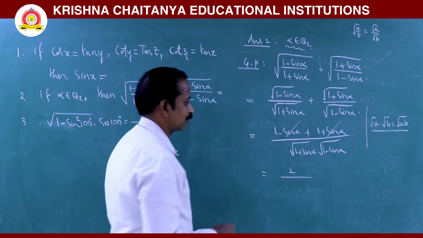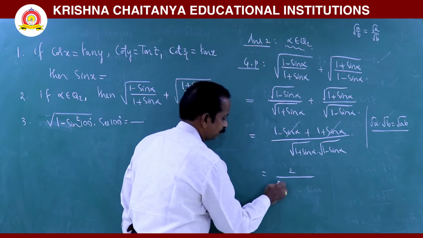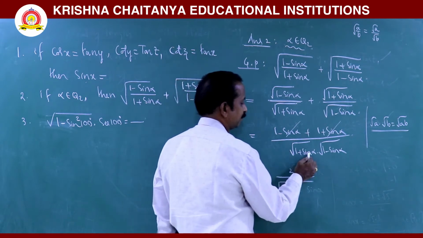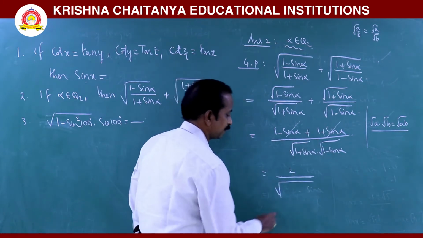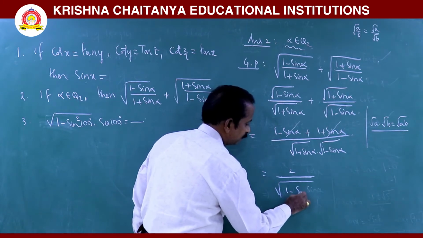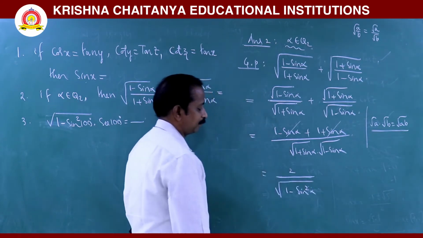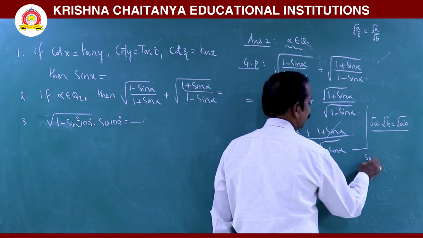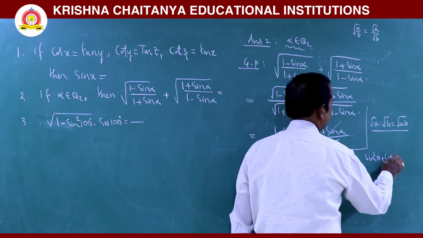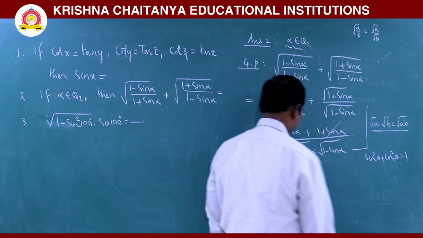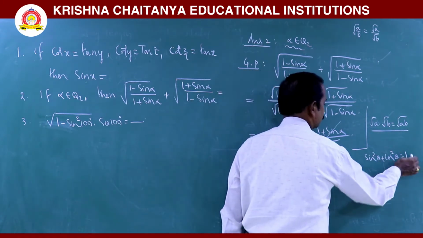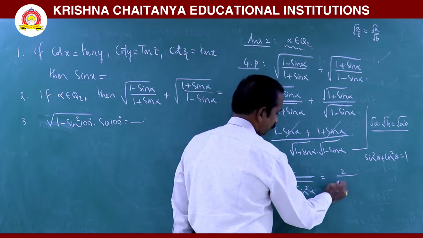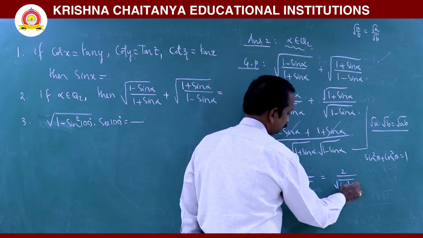So now we can write root of 1 plus sin alpha into 1 minus sin alpha. It is in the form (a plus b) into (a minus b), which is a square minus b square, meaning 1 square minus sin square alpha. But from the trigonometric identity, sin square theta plus cos square theta has value 1. From this, 1 minus sin square theta is nothing but cos square theta. So we can write 2 divided by root of cos square theta.